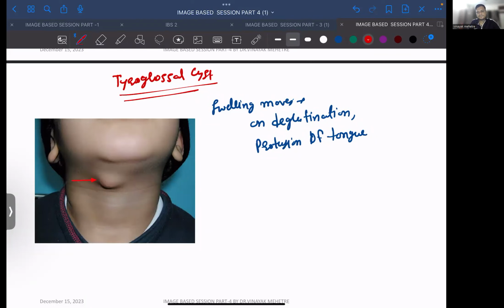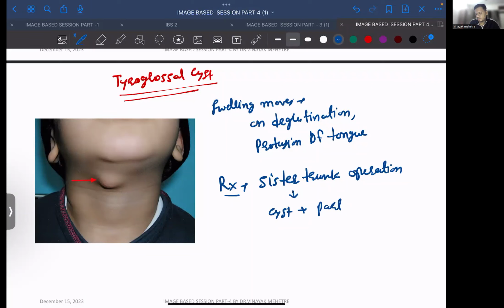What is the treatment? What is the treatment of this? Anyone? Surgery part? Yes, this is called Sistrunk operation, okay. Sistrunk operation. What do we do over here? What is removed? This cyst plus part of hyoid bone is removed, okay. This is called Sistrunk operation.